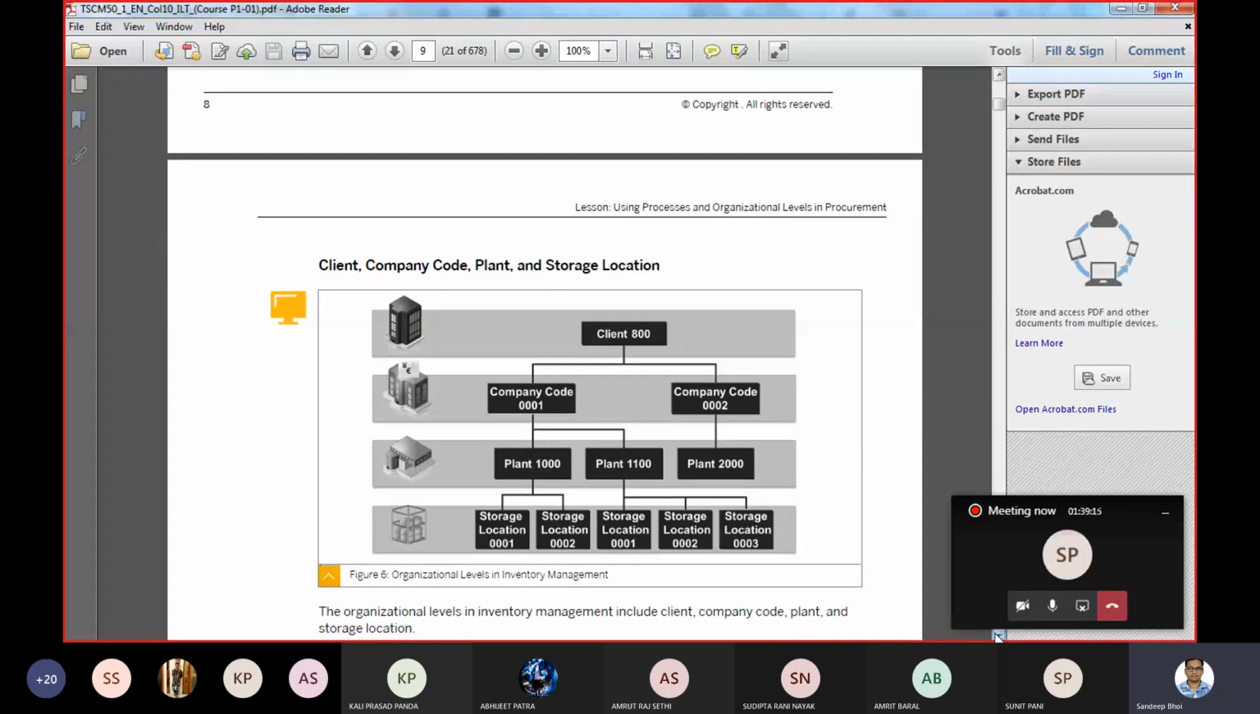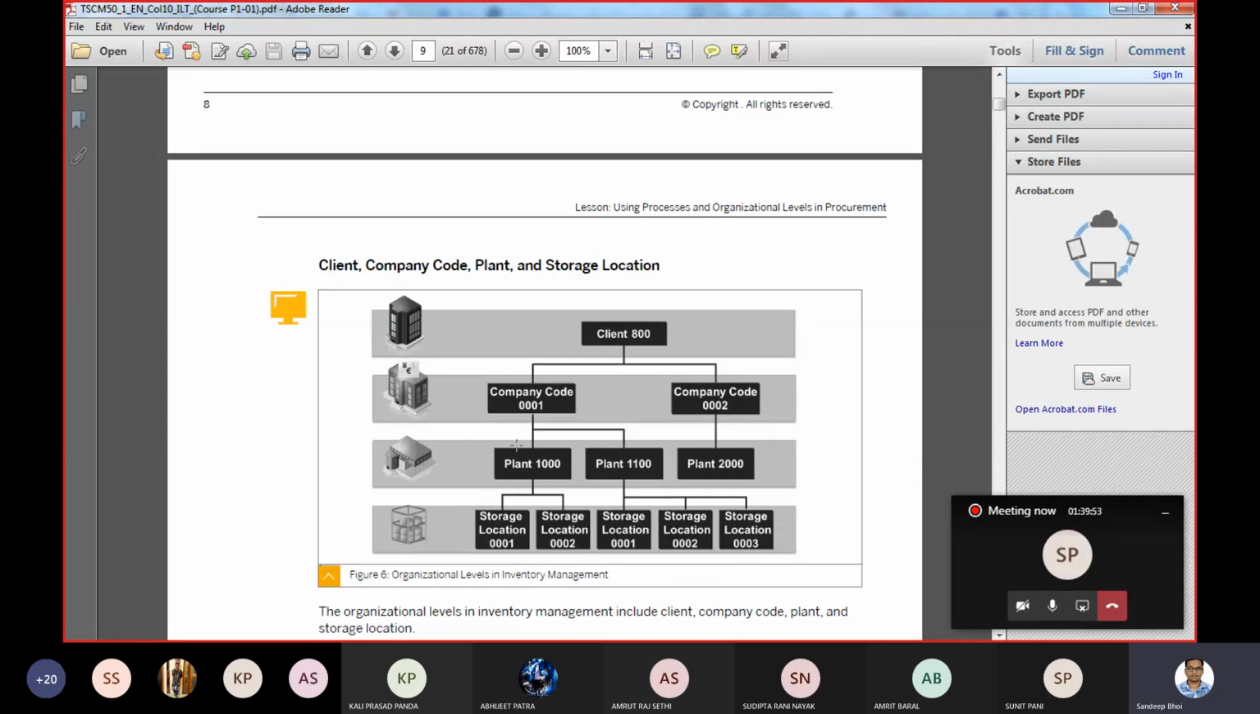Okay, you can see here the codes that are written: for client a 3-digit numeric key, and for company code a 4-digit alphanumeric key. This is written as numeric only, but you can write it in alphanumeric form also, and it is unique within the client. Then you can go for the plant. Plant is also a 4-digit alphanumeric key, and each plant is unique within the company. For each individual plant you have different storage locations, and the storage location is also unique within the plant.